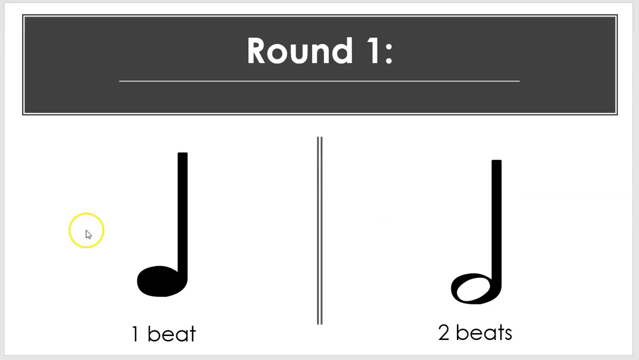We're going to start out with just crotchets, which are worth 1 beat, and minims, which are worth 2 beats. Just pause the video and memorize that this picture equals 1 and this picture equals 2. Okay, let's begin the questions. You just need to shout out the number that belongs to those pictures. How much is this one worth?